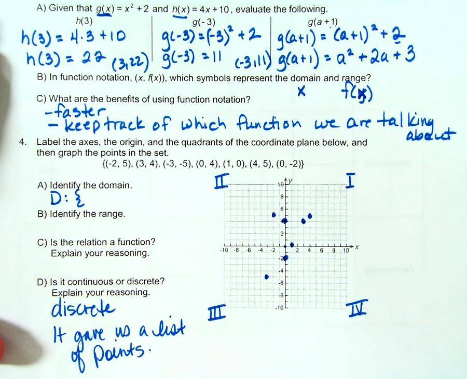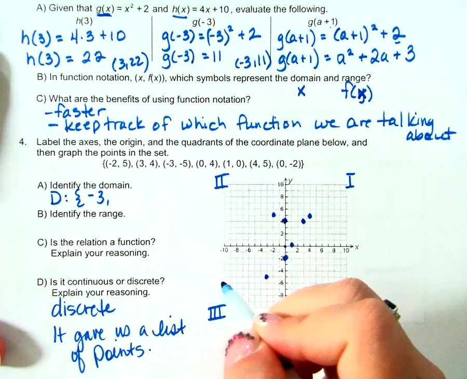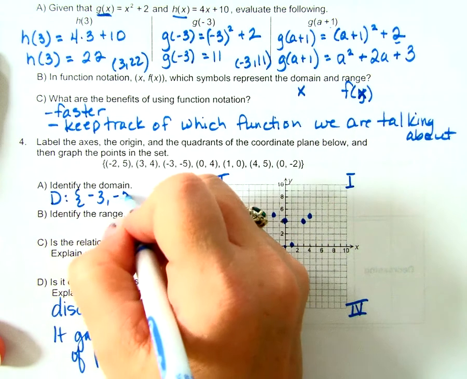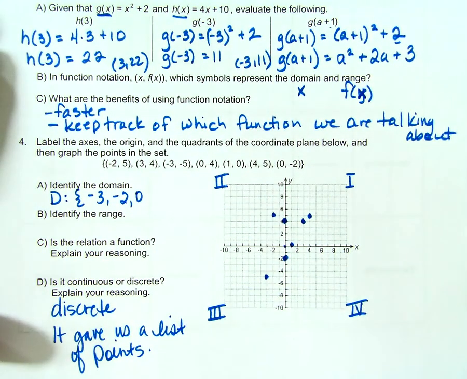What's first? -3? -2, good. Then 0. Uh-oh. There's 2 of them. You just write it down once, don't you? Do you know why? That's what you were taught. I'm glad that's what you were taught because it's correct.